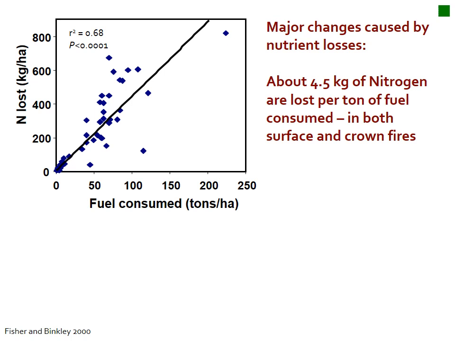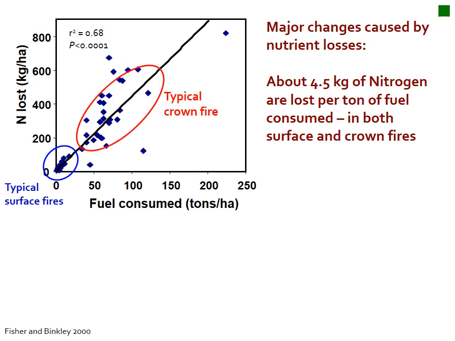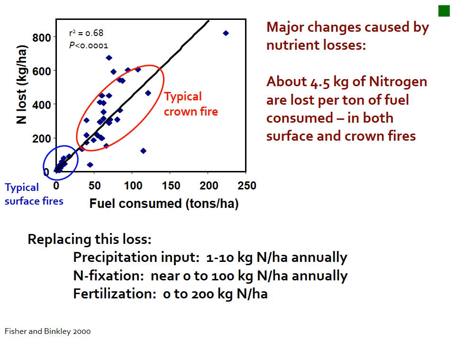Again, major changes in terms of nutrient losses. I mentioned this before. In this case, here's nitrogen on the y-axis versus fuel consumed. And you can see in surface fires, there's typically not a lot versus a crown fire. So it does depend, but a pretty good linear relationship, obviously, between how much nitrogen is lost, mostly volatilized. It goes up in smoke. Some of that nitrogen, of course, still stays around in terms of char and on the fuel.